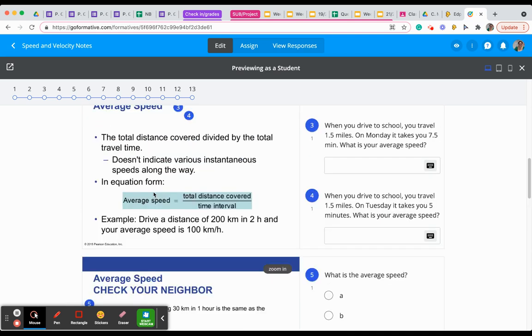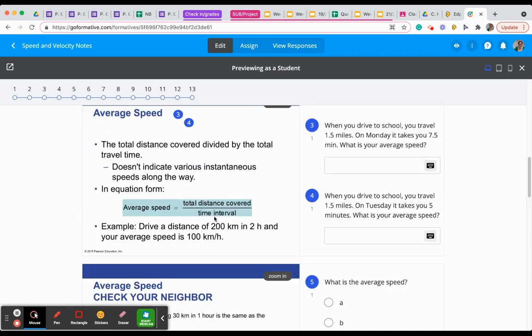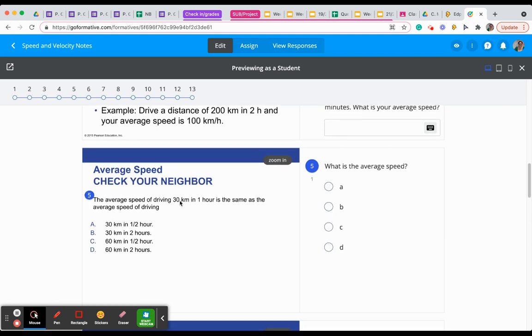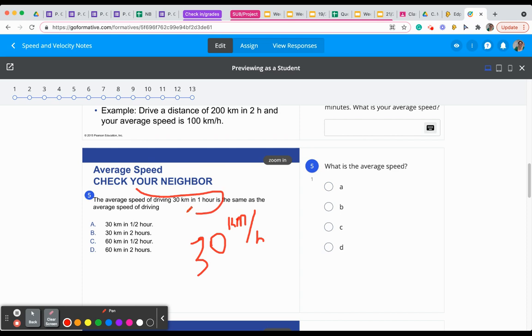So remember, we find average speed by taking the total distance divided by the total time. And so the average speed of driving 30 kilometers in an hour would be 30 kilometers per hour. Let me write that. So it would be 30, forgive the writing on here, it's absolutely terrible, km, so kilometer over hour. So that would be the average speed of up here for this information.